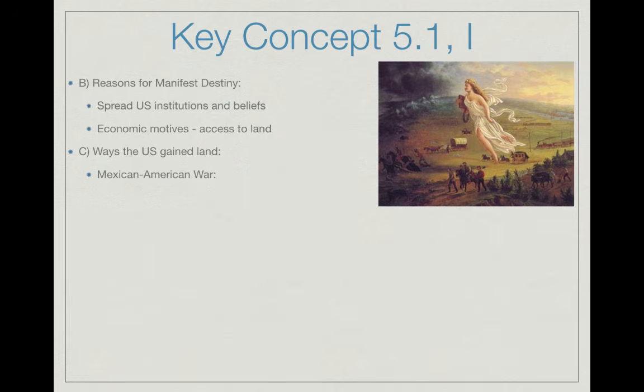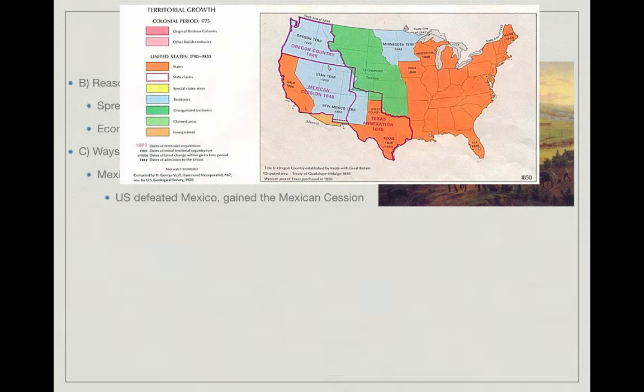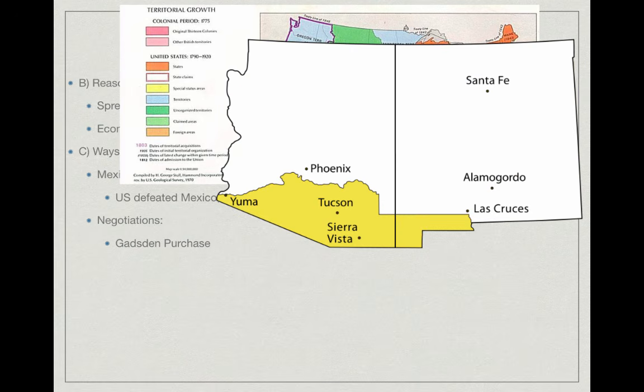And there were different ways that the U.S. acquired land. One, through the Mexican-American War, the U.S. defeated Mexico and gained what's known as the Mexican Cession. This area over here, California, and these areas in blue. So essentially, the U.S. gained 1/3 of its size from the Mexican Cession. There's also negotiations, things like the Gadsden Purchase, in which the U.S. gained this little area of land in yellow, and they hoped to build a transcontinental railroad.